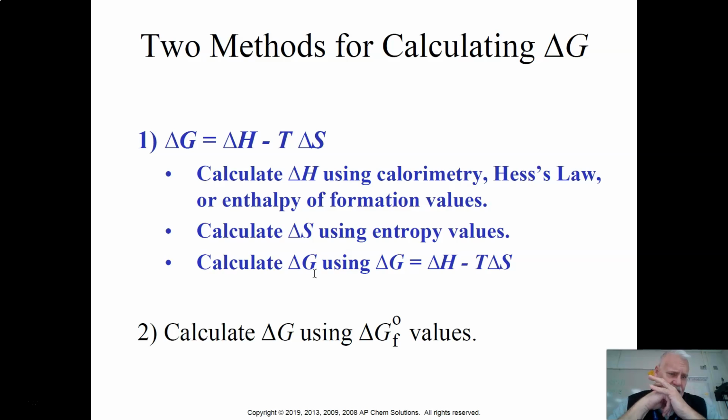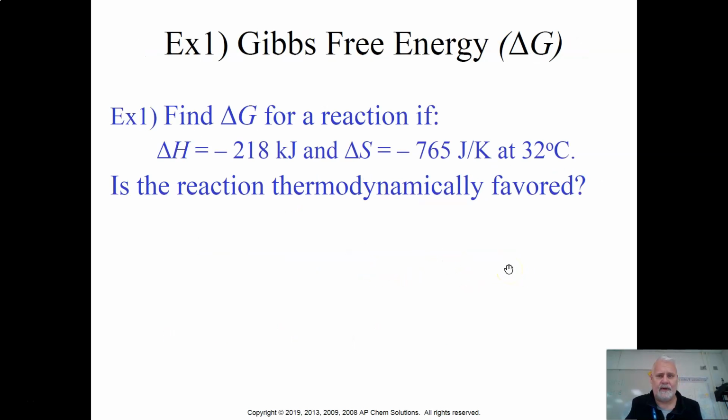There are two methods of figuring out delta G. One is you can calculate the delta H using calorimetry. You remember that. Hess's law, the nice tables that you guys did. Or the enthalpy of formation values, which you get from the attached thermodynamic quantities. You just look up those values, take the products minus the reactants, and then you calculate delta S using the entropy values, same thing, and then you could calculate delta G using the whole equation. Okay, so that's what we're going to do first with this.